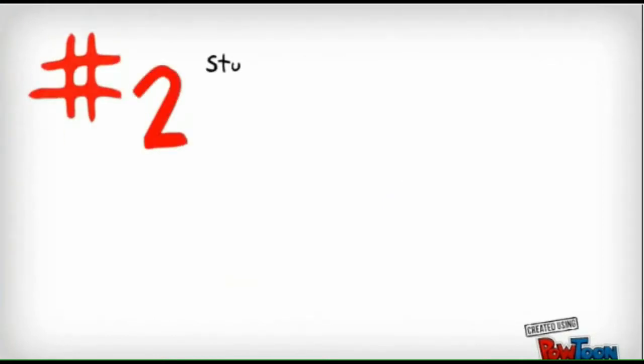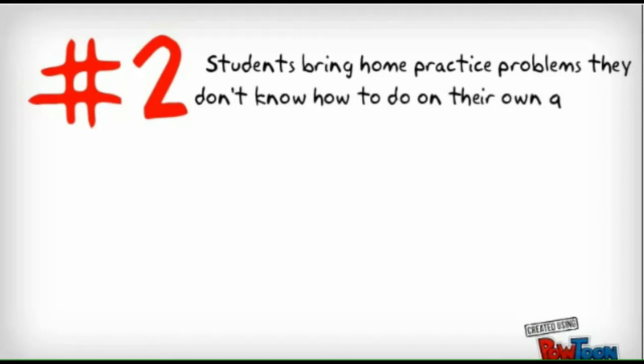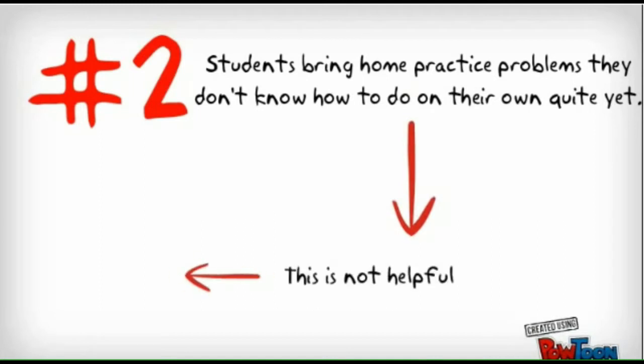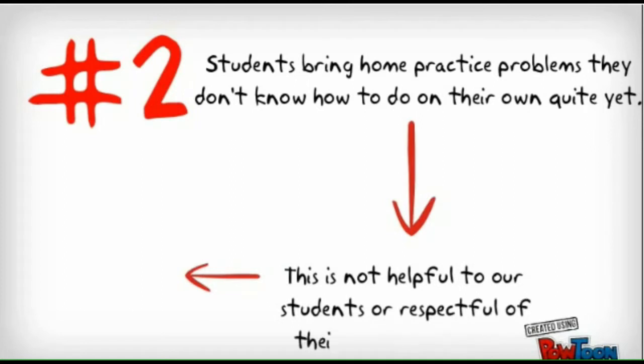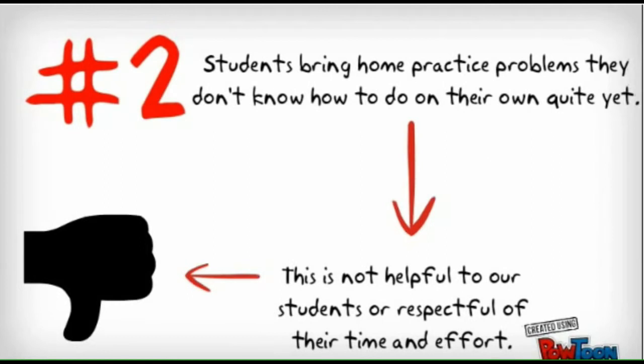Number 2, students often bring home practice problems for homework that they don't know how to do on their own quite yet. So this means they either find someone to help them, they just write down a bunch of numbers to try to make it look like they did it, or they copy a friend's the next day. Either way, the practice problems do not help the student learn the material in any way, and it becomes a waste of time. This is not helpful to our students or respectful of their time and effort.